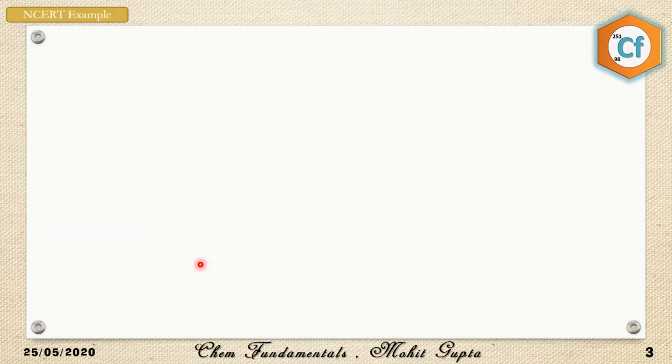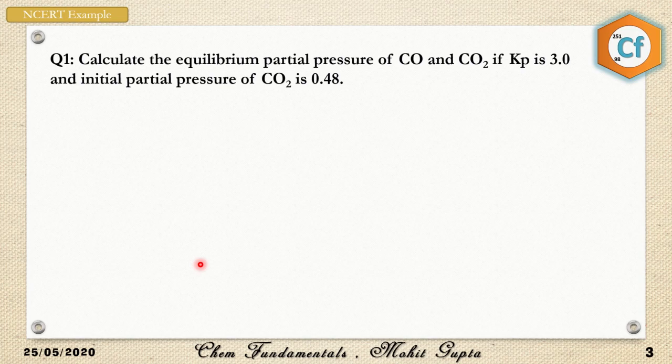Fine. So let's take an example and let's try to solve it. In this example, I have taken the question: calculate the equilibrium partial pressure of carbon monoxide and carbon dioxide if the value of Kp is given as 3.0 and the initial partial pressure of carbon dioxide is given as 0.48. So the reaction is CO2 plus C giving us twice of carbon monoxide. In this case, the initial concentration of CO2 is given. However, carbon is a solid, so we can ignore its concentration because its activity or concentration would be taken as 1.